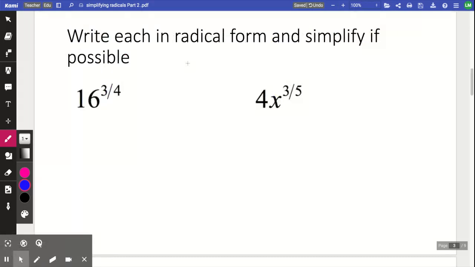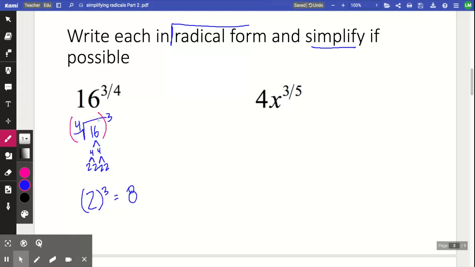All right, try these two. This is where we're going the other way. Write each in radical form. So right now they have rational exponents. Rewrite in radical form and simplify if possible. Okay, and again, sometimes going to radical form helps us evaluate or simplify. So this first one, 16 to the 3/4. Go ahead and do that one.